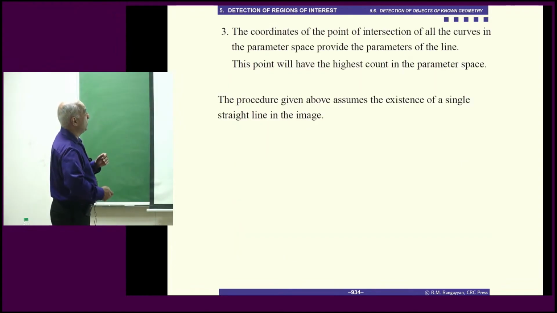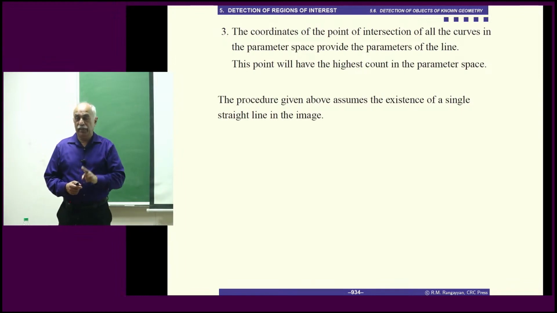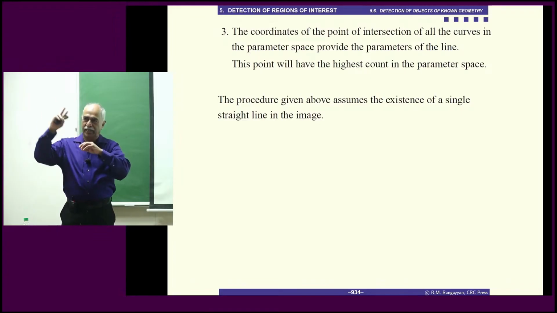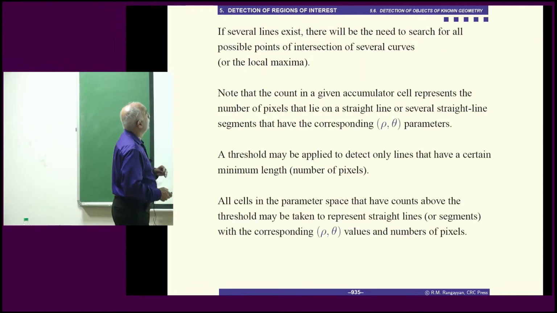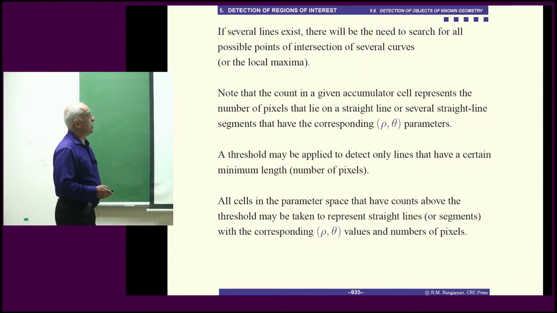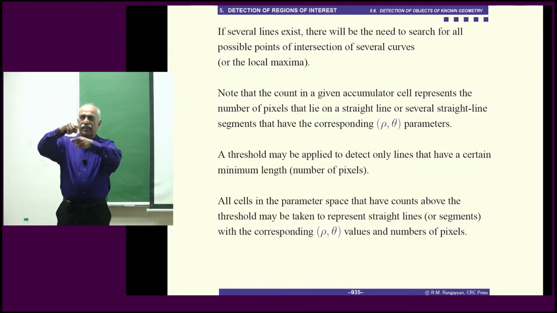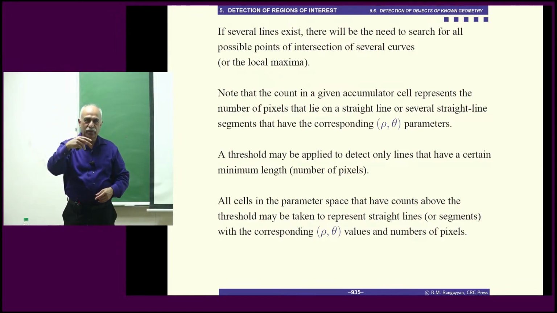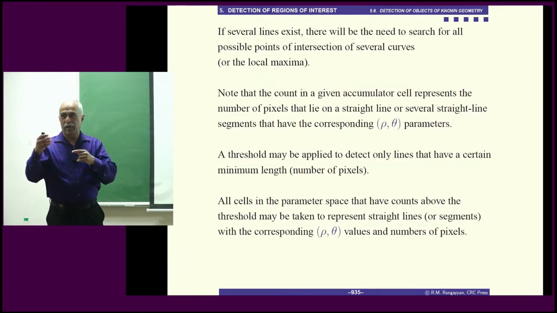The coordinates of the point of intersection of all the curves in the parameter space will provide the parameters of the line, assuming there is one line. If there are multiple peaks, then you must detect all of them and get all of those lines in the image. If several lines exist, you need to search for all possible points of intersection. Points of intersection means that value will be large. So search for all local peaks, get all of those lines, and then say which line do I want. Maybe only one, or maybe you will keep some of them and throw some of them out.